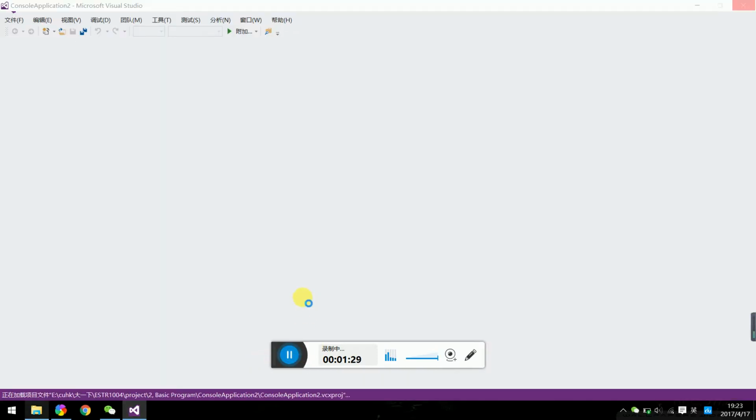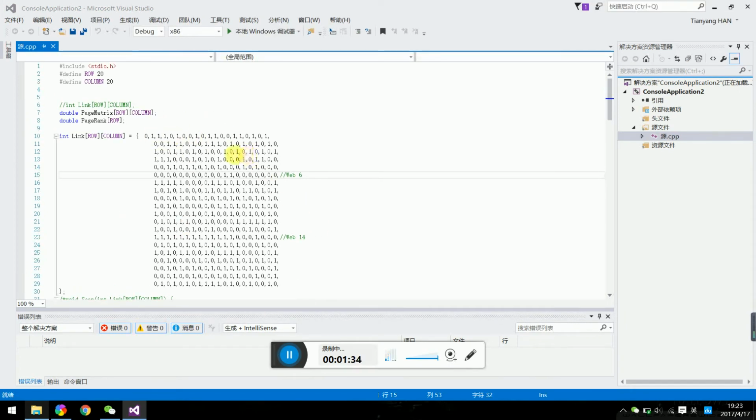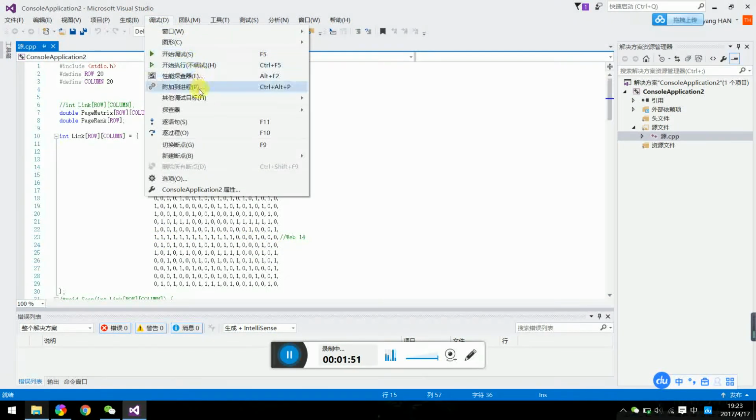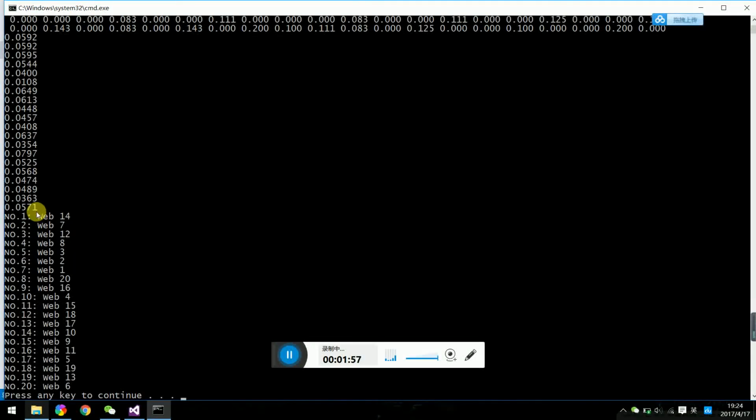If we make a larger system, with 20 webs, and I randomly input some 0s and 1s which represent the links, here are 2 special webs. Web 6 has only 2 links, which is the smallest, and web 14 has the most links to the other webs. So we can check the PageRank of these 20 webs, and we can see the most important is web 14 and the last, number 20, is web 6. So the PageRank algorithm is quite credible.